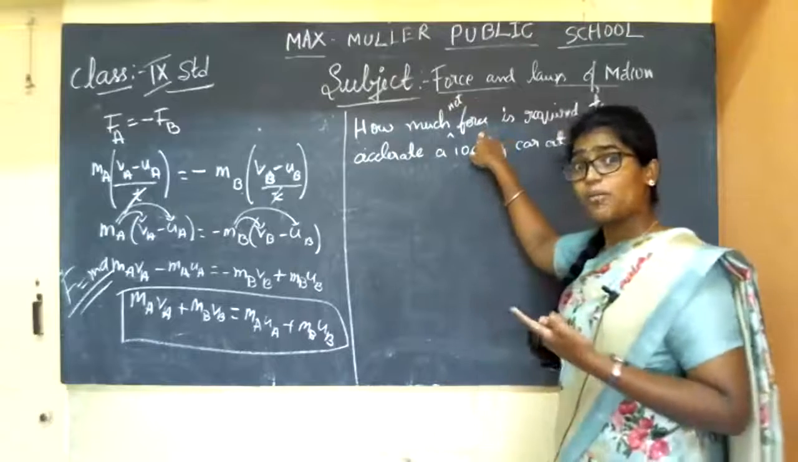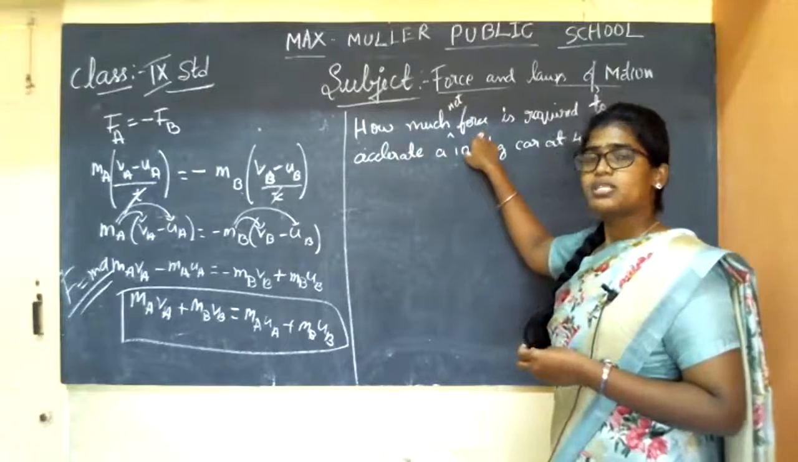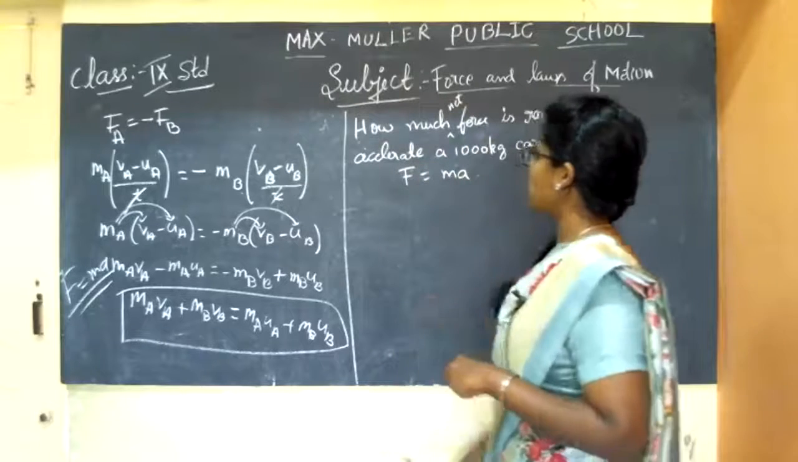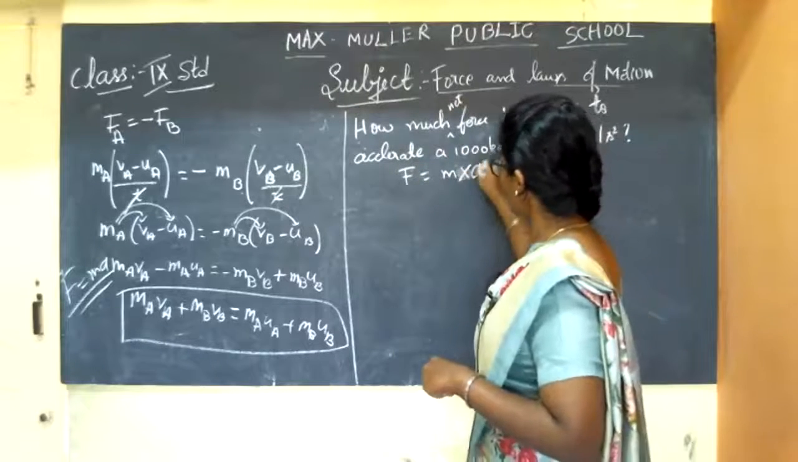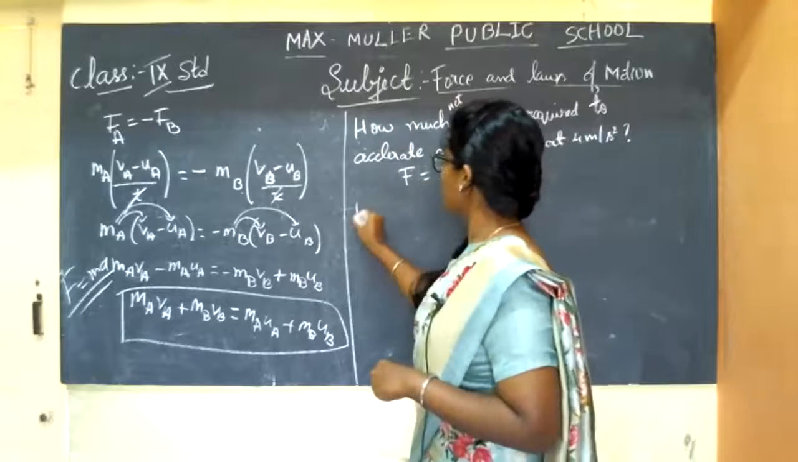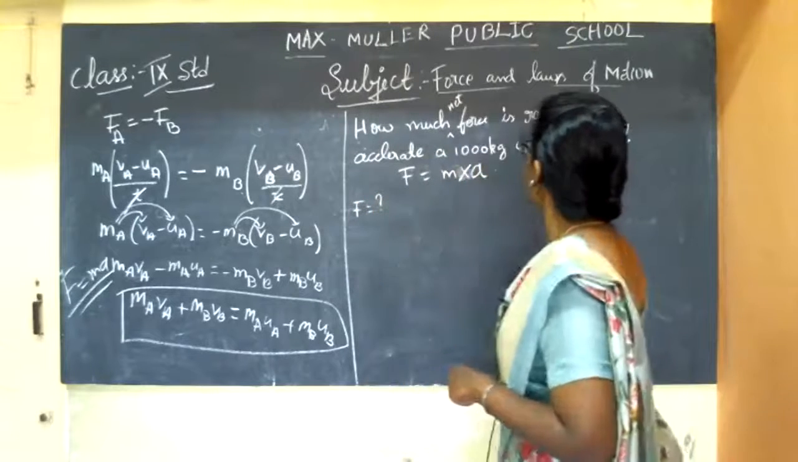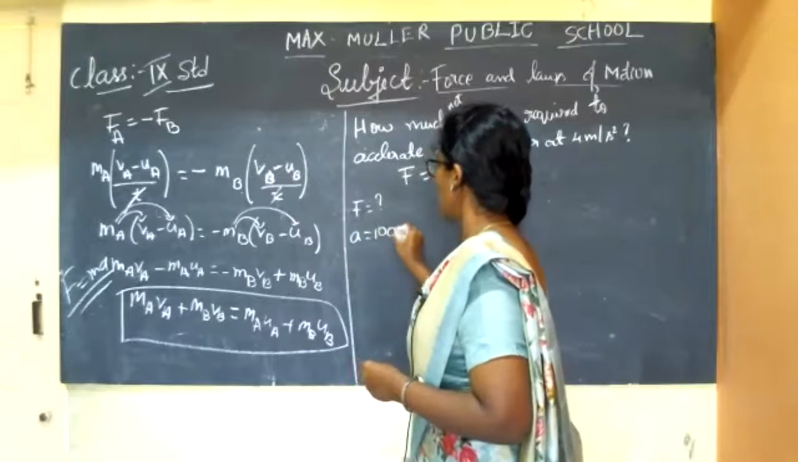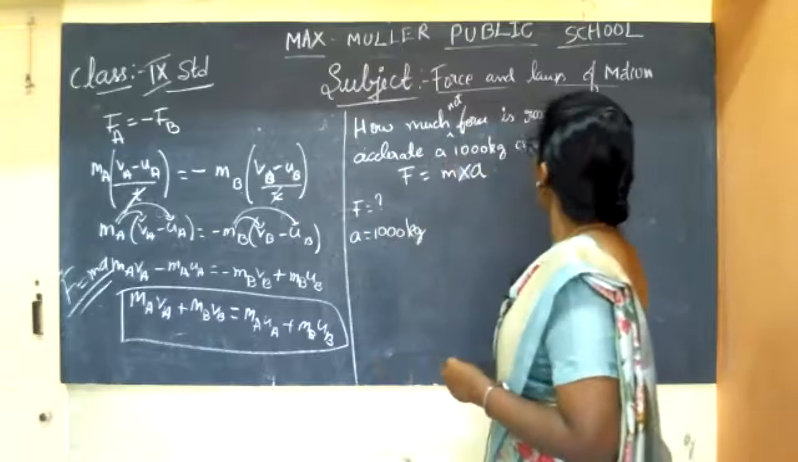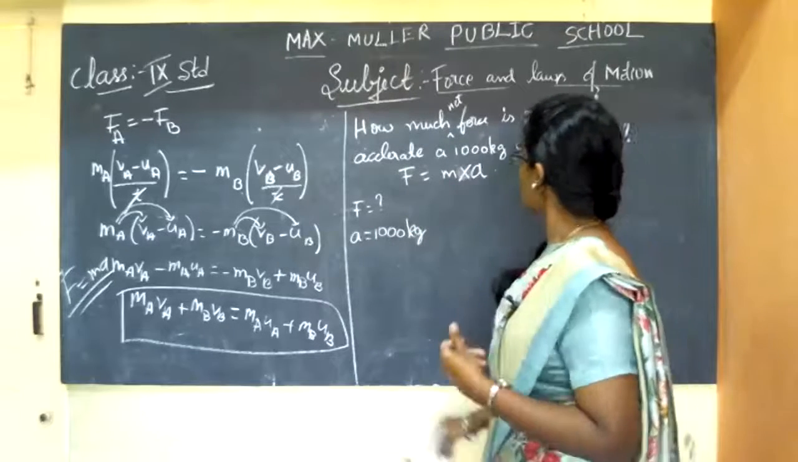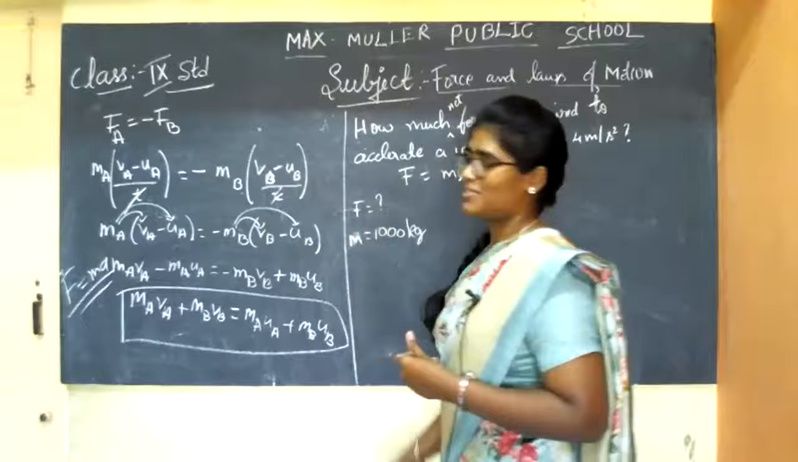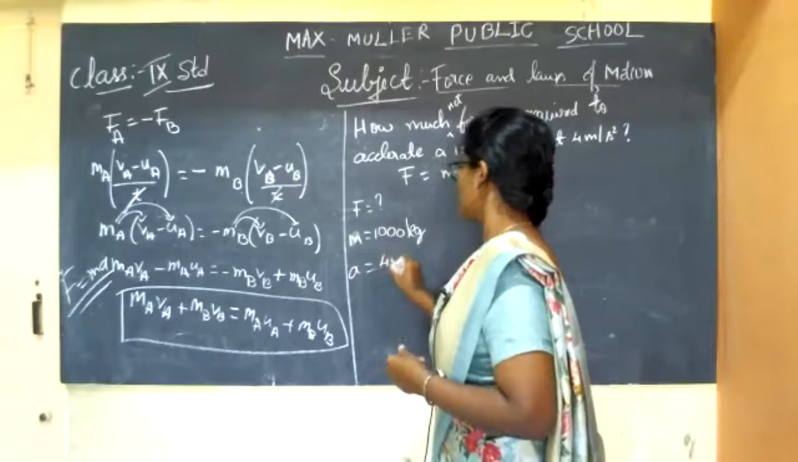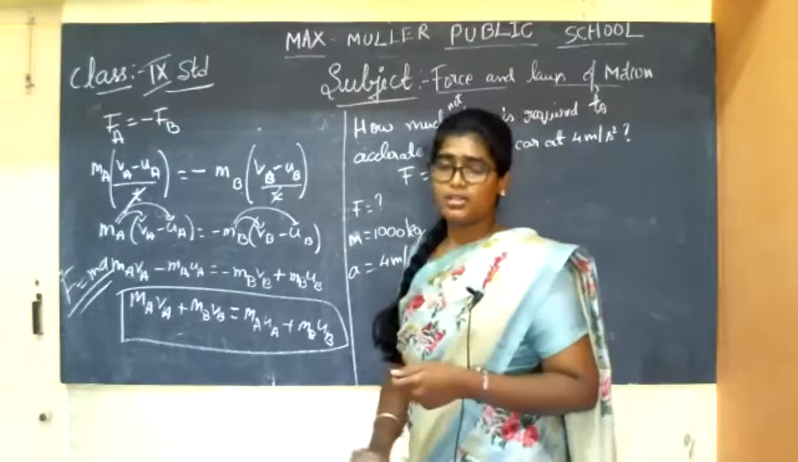Now let us find out how much net force. Force here refers to the second law of Newton. What is the second law of Newton? F is equal to ma. First of all, you write the formula. Now, force you need to find. Then it is required to accelerate. Acceleration they have given. Mass is given as 1000 kg and acceleration is 4 meter per second square.